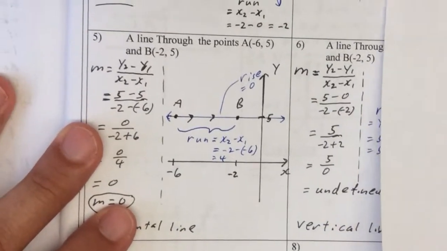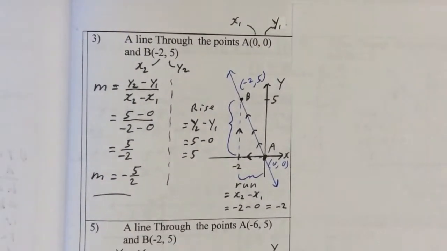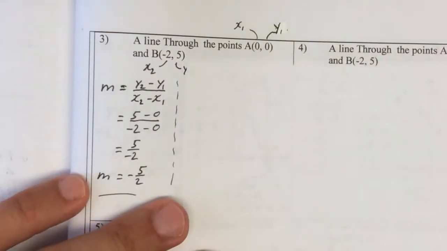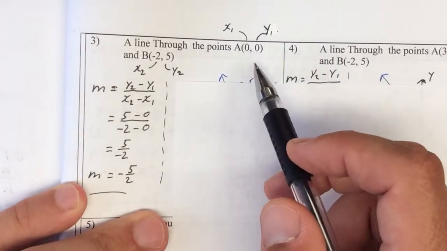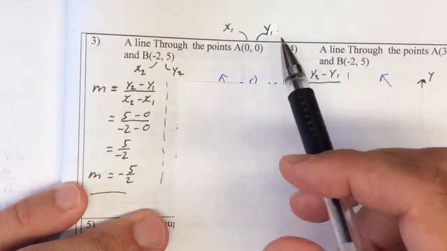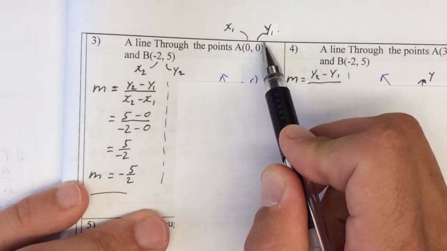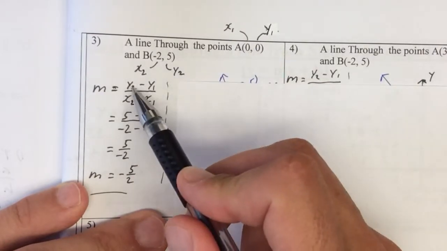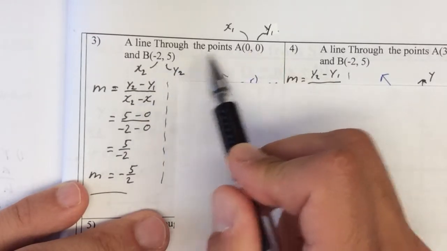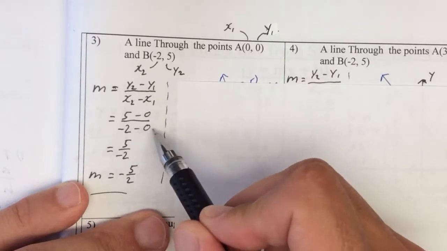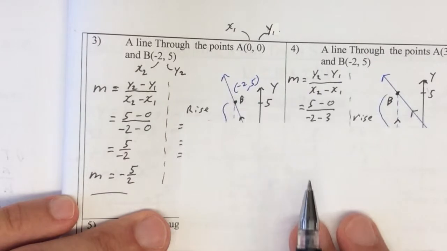So here we have a line, example 4. We've got a line through 2 points. One of them happens to be the origin. So you're given the points. Just plug them into the formula. Call that x1, y1, x2, y2. Plug them in. 5 minus 0 over -2 minus 0, which ends up being 5 over -2. That is the slope.